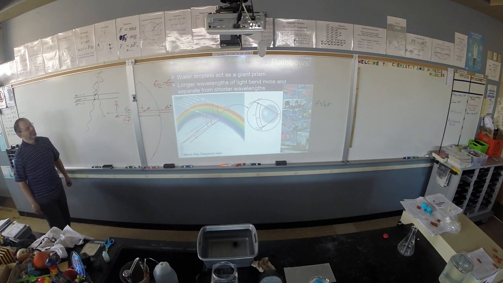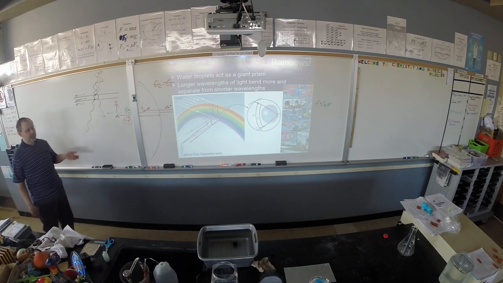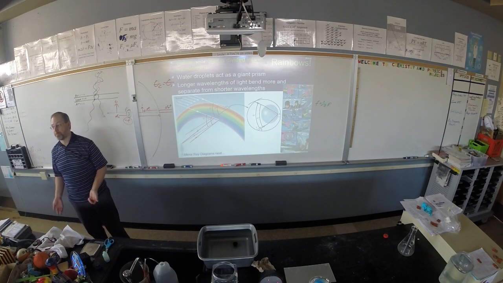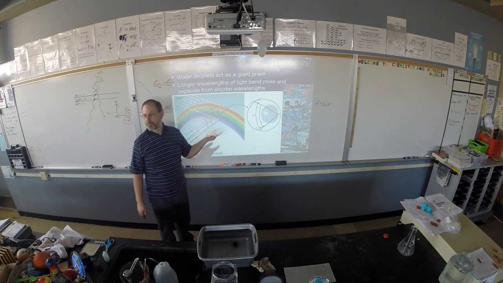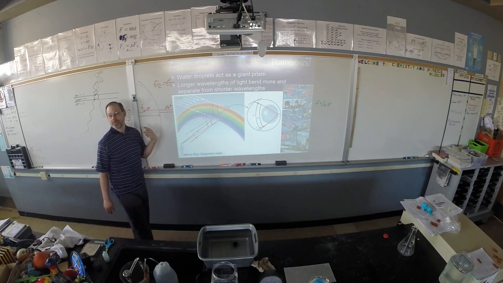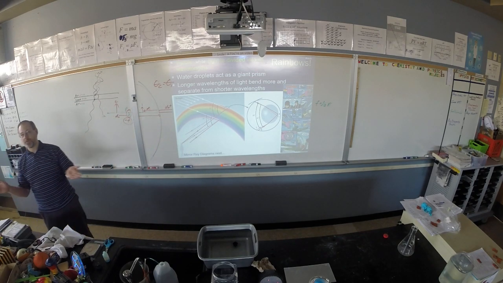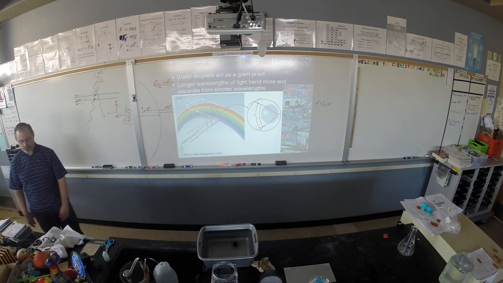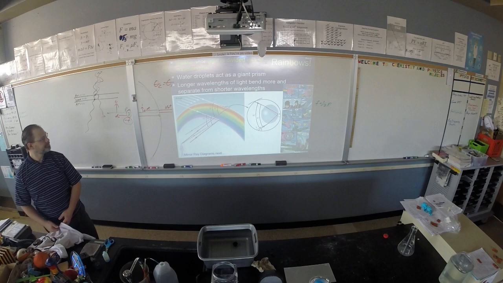So basically what happens with the rainbow is basically the same idea. Water droplets act as a gigantic prism. Light comes in, some of it gets reflected at the front of the droplet, some of it gets reflected at the back of the droplet, and then that light is what's called dispersed. It's dispersed into its wavelengths. Rainbows aren't really bows, by the way. They're circles. They're chunks of circles.